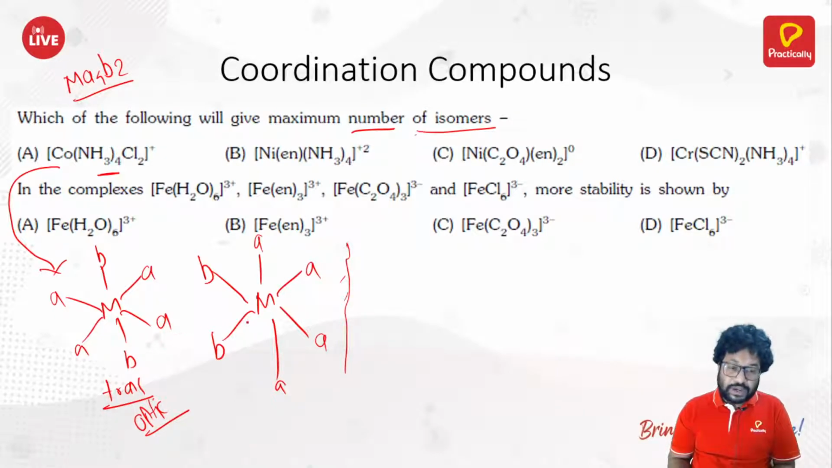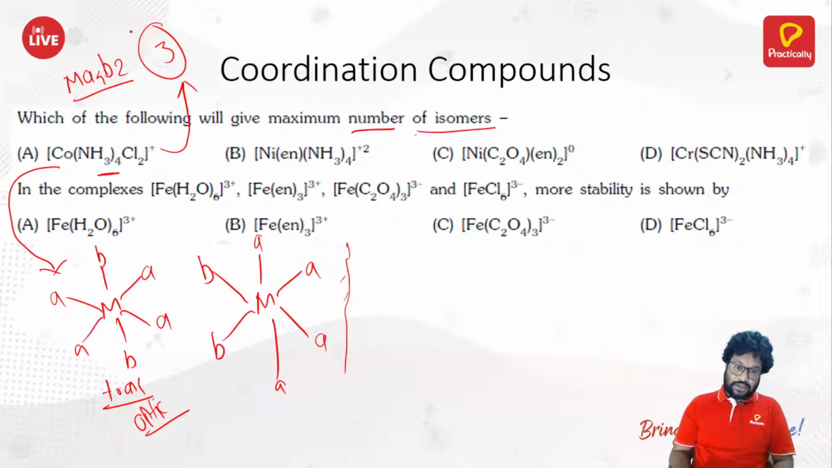So these are 1, 2, and then optical. There will be one more isomer on that, so it can show 3 isomers overall. It can show 3 isomers.